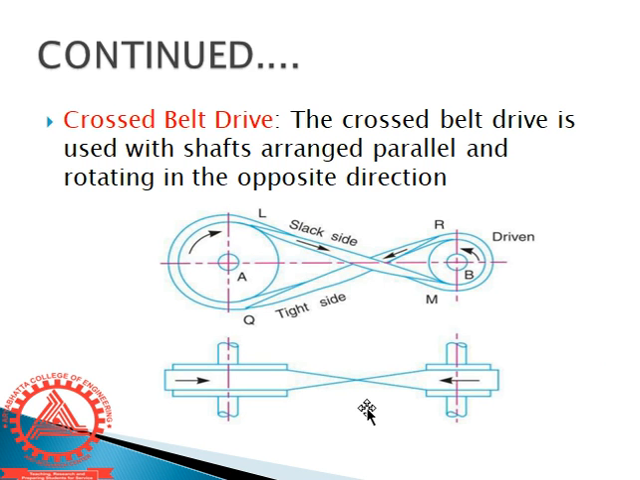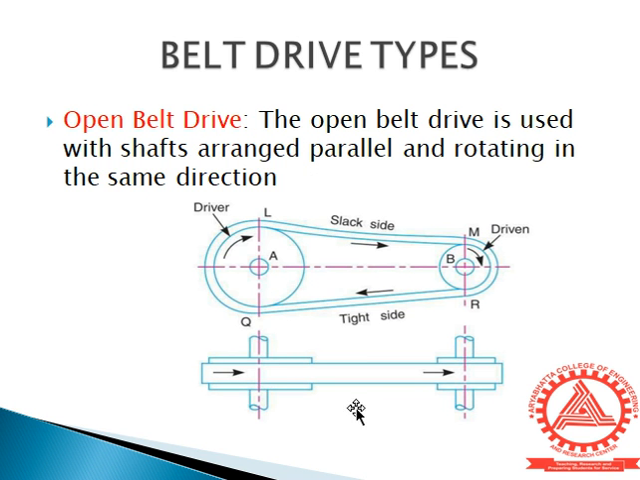Now, this is known as the open belt drive system because the belt is passing over both the pulleys in the same direction of rotation, and also the shafts are arranged parallel and the pulleys are rotating in the same direction.